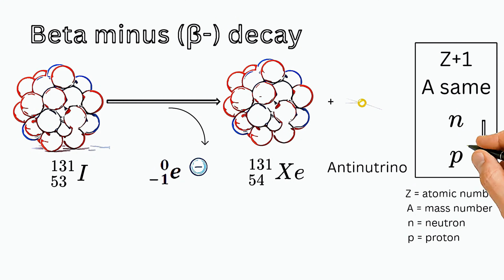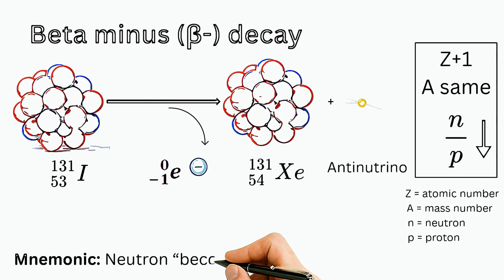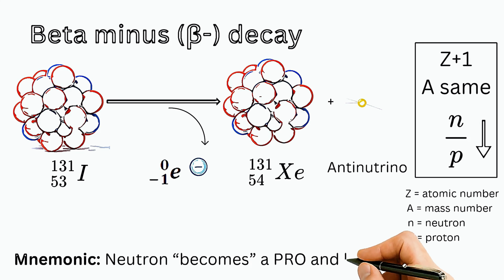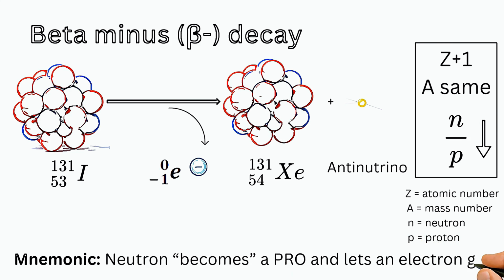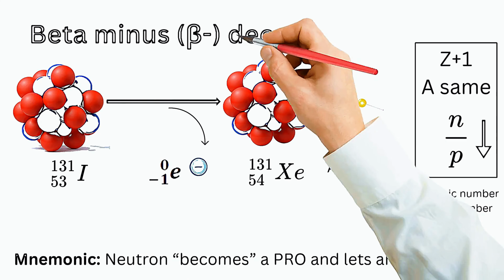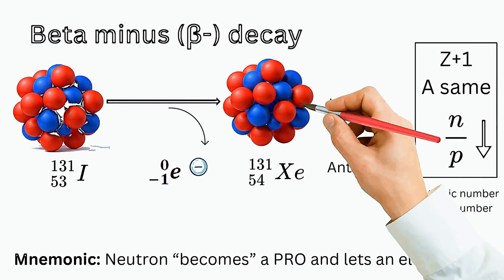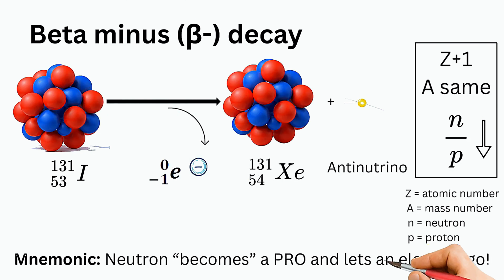An example of beta minus decay is iodine-131 decaying to xenon-131. The atomic number increases by 1, but the mass number stays the same. Beta minus decay occurs in neutron-rich nuclei. Essentially, the nucleus is balancing its neutron-to-proton ratio by turning a neutron into a proton. Mnemonic: neutron becomes a pro and lets an electron go.